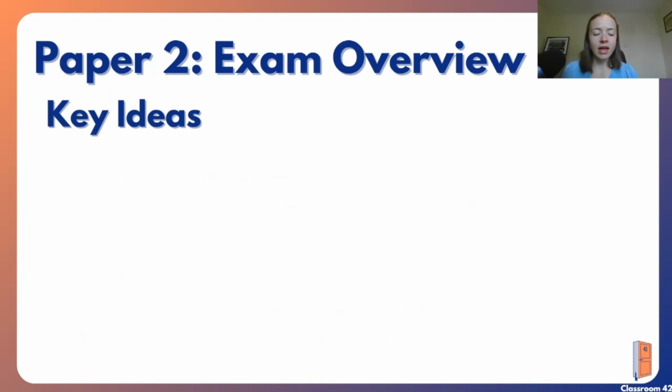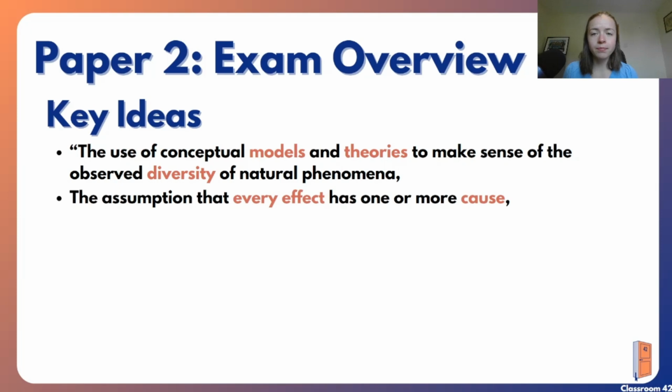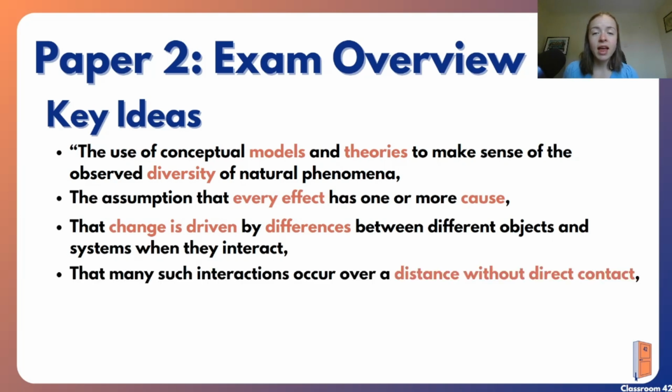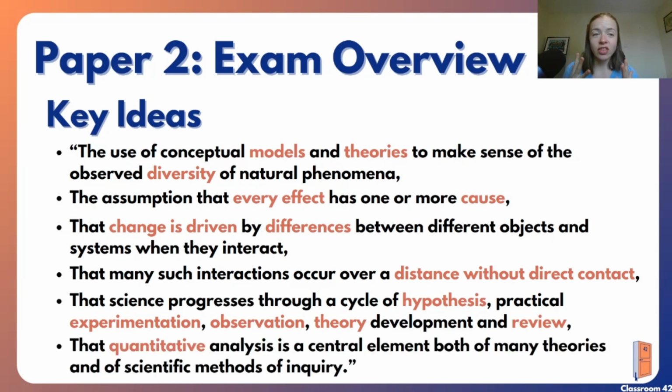And then you've also got the use of conceptual models and theories to make sense of the observed diversity of natural phenomena, the assumption that every effect has one or more cause, that change is driven by differences between different objects and the systems when they interact, that many such interactions occur over a distance without direct contact, that science progresses through a cycle of hypotheses, practical experimentation, observation, theory development and review, and that quantitative analysis is the central element both for many theories and scientific methods of inquiry. So you would have heard these ones before, and these are the same throughout all of your science papers. So I'm sure you're used to them by now, but I just wanted to give you that brief recap.